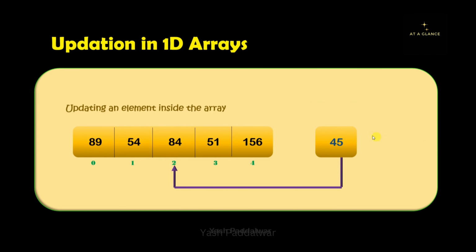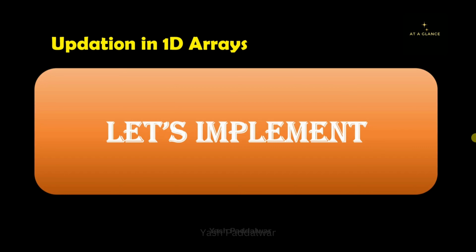So as you can see the arrow says that we need to place the element at this particular position. So it's very easy, right? You just have to place the element at the existing position, making sure that the element which is present at index 2 will no longer be present at that particular position. So here you can see that we have replaced the element 84 with the new element 45, and thus we can perform the updation operation of a single element inside the array. Now let's implement this in Python language.